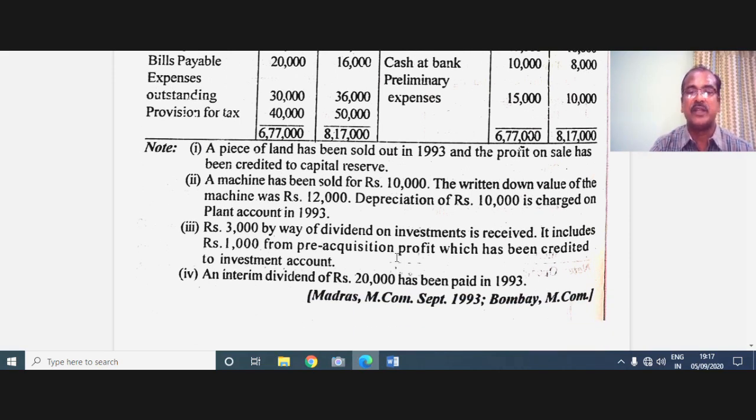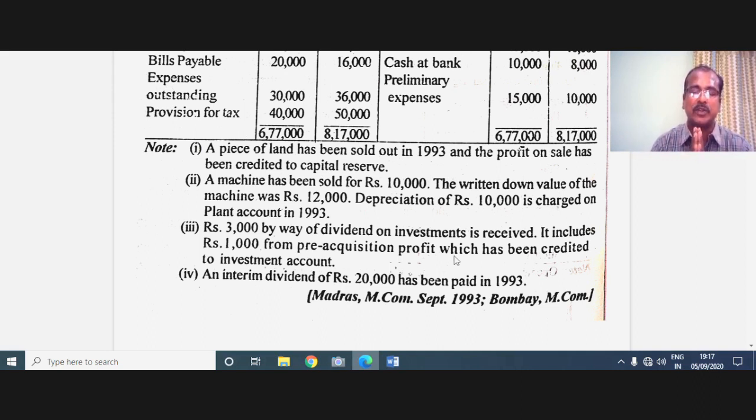3,000 rupees by way of dividend on investments is received. So they have received 3,000 rupees by way of dividend on investment. So the 3,000 rupees receipt would be recorded in the sources of funds in the funds flow statement. And what is the next point there? It includes 1,000 rupees from pre-acquisition profit, which has been credited to investment account.